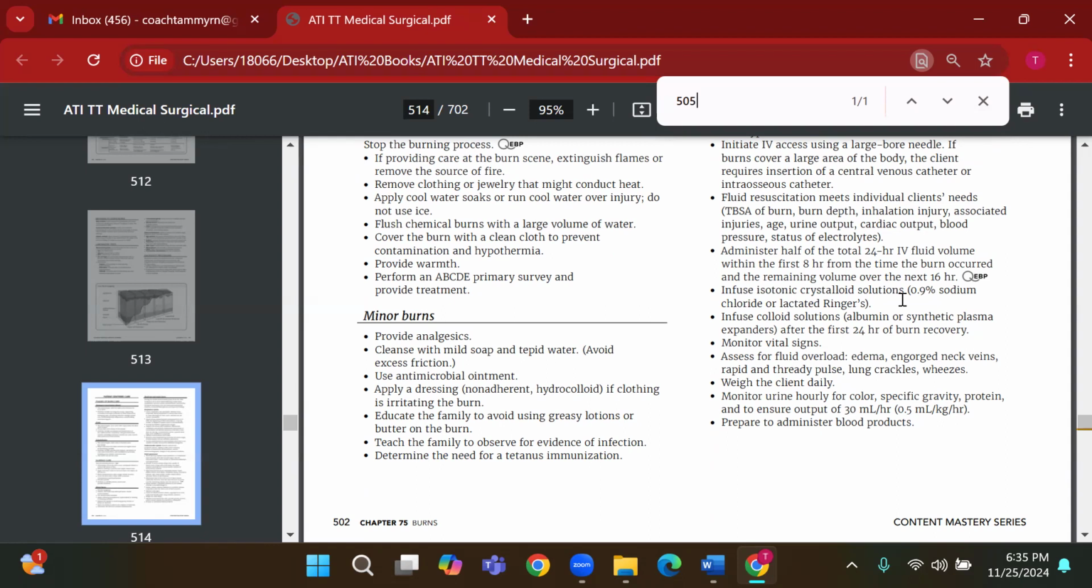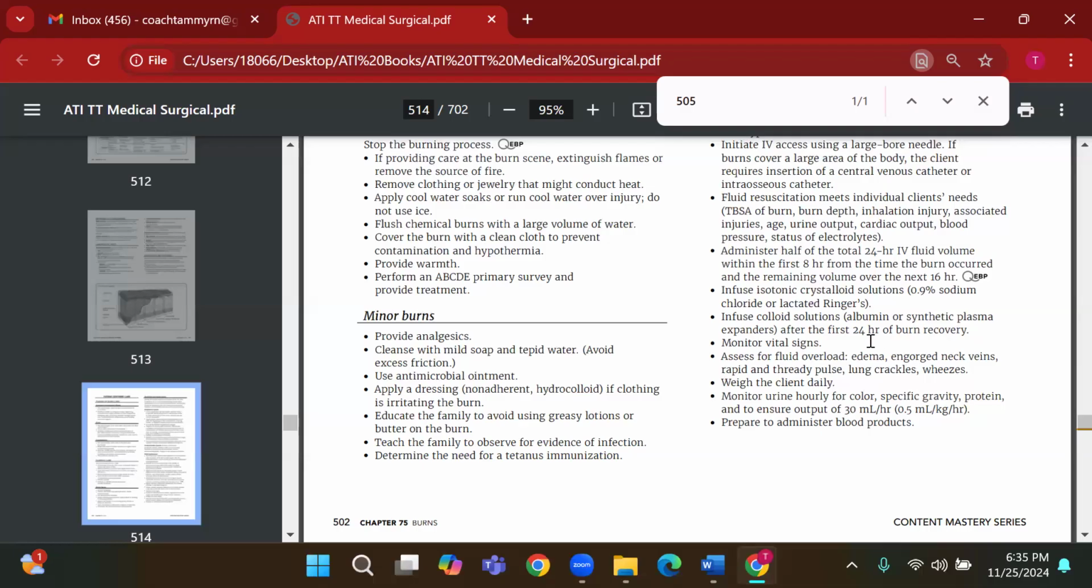We also may have to give a colloid solution. Remember, a colloid is a volume expander. And when you're looking at a volume expander, albumin is a volume expander. It has such a large protein that it can't shift out of the vessel. And so what it's going to do is expand the volume and bring the pressure up in the patient's body. After the first 24 hours of burn recovery, that's when you're probably going to see a colloid given, which is a volume expander.